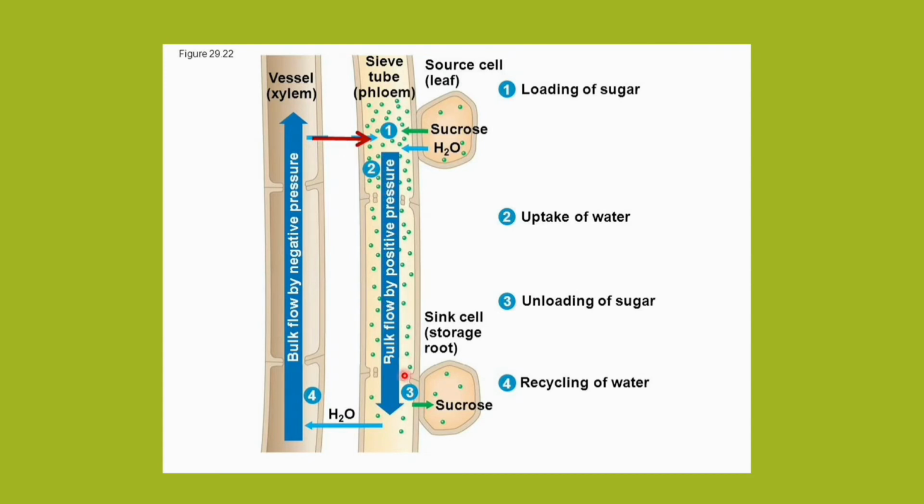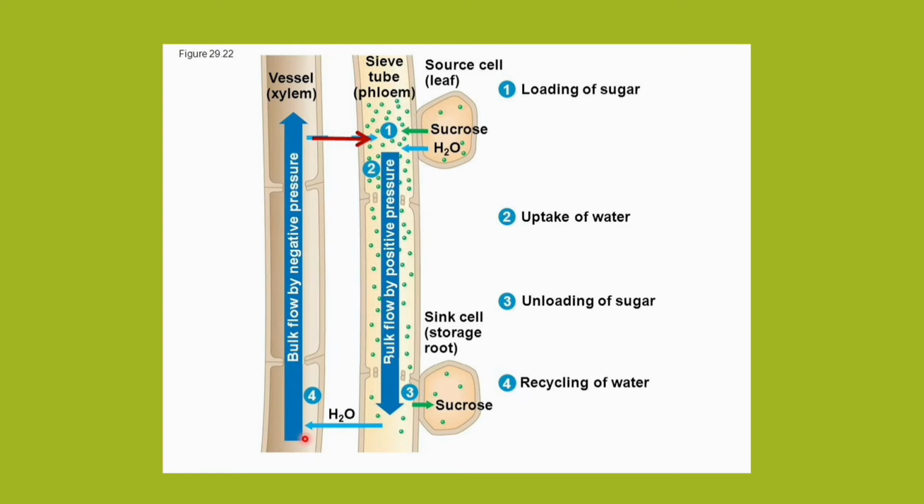After it reaches the sink, it will unload this sugar, the sucrose, into the sink. When the sugar is unloaded, again the water potential here will increase, and to correct that, the excess water will flow back into the xylem vessel element. So statement A says flow of water into the sieve tube from the xylem. B and C are given, so the order is C, A and B.